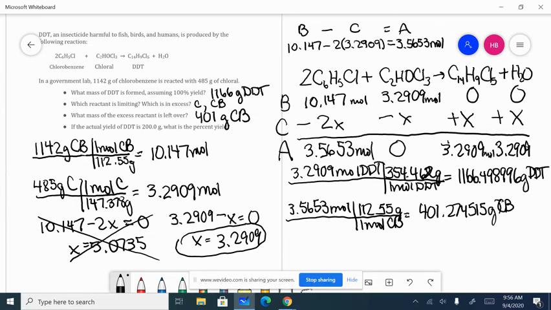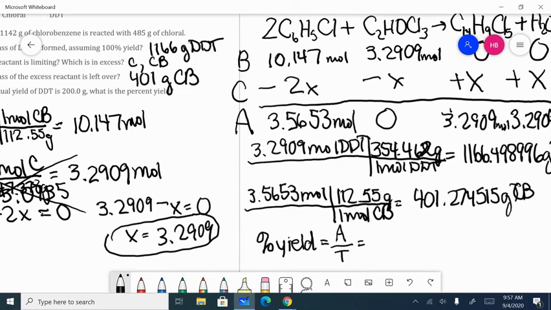If the actual yield of DDT is 200 grams, what is the percent yield? All of these calculations we did are simply a theoretical calculation that would tell us if everything went perfectly and 100% of what we expect to happen happened, that's how much we would theoretically get. So actual over theoretical. Theoretical always comes from your stoichiometry calculations or your BCA chart. Actual usually comes from what is given.